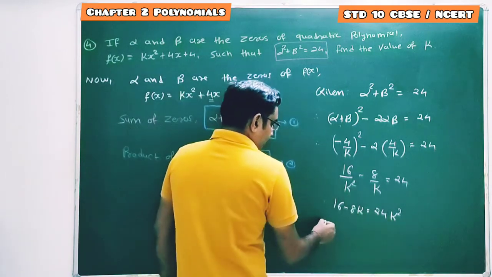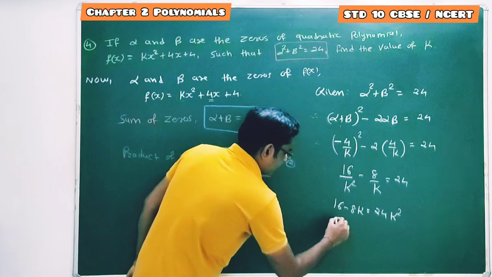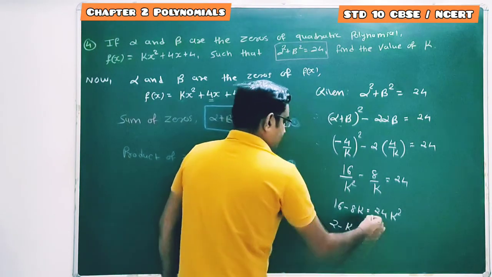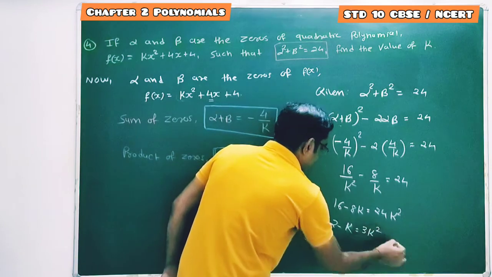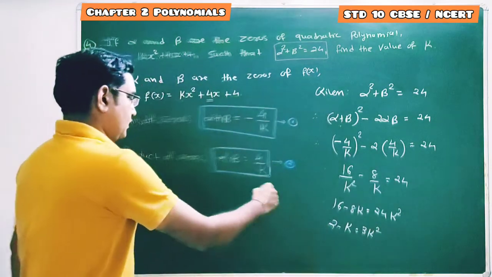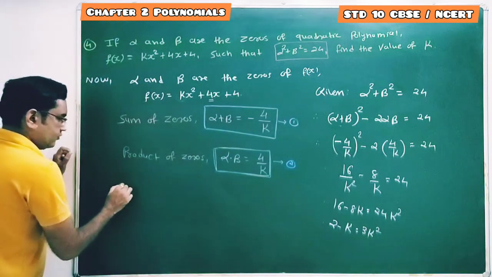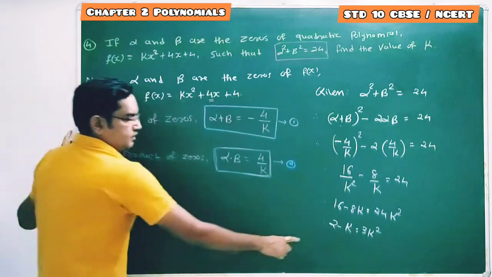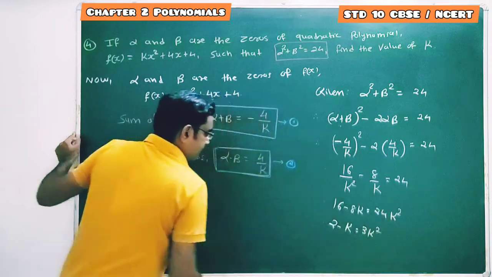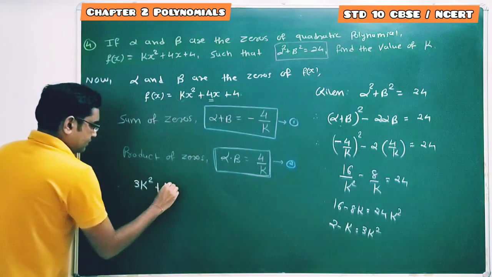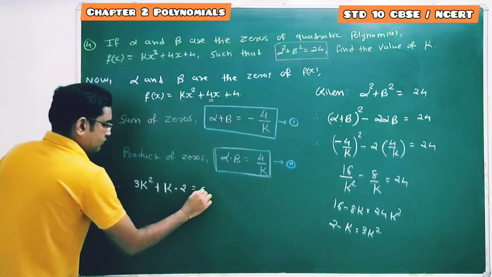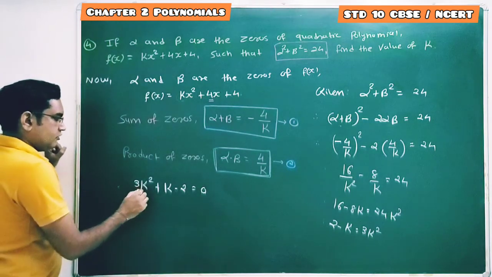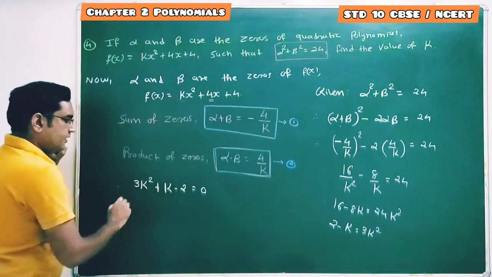Again we can take 8 as common. So it's 2 minus k equal to 3k square. Done. Taking all this on the right hand side, therefore this one is 3k square plus k minus 2 equal to 0. So this is one quadratic equation. It can be solved by splitting the middle term.